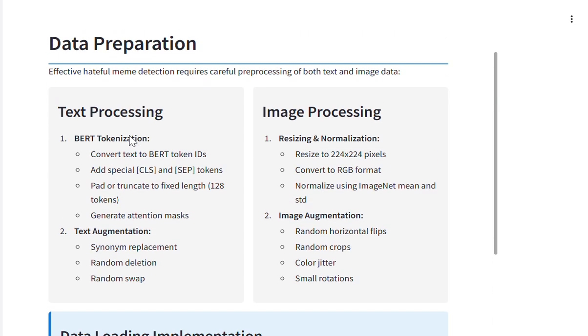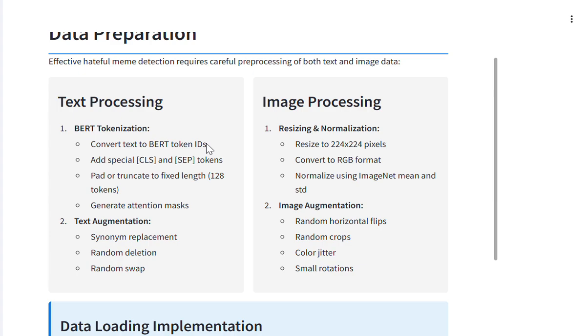Data preparation. Effective hateful meme detection requires careful processing of both text and image. For text processing, we use BERT tokenization to convert text to token IDs, add special tokens, pad or truncate to a fixed length, and generate attention masks. Text augmentation techniques like synonym replacement and random deletion help improve model robustness.